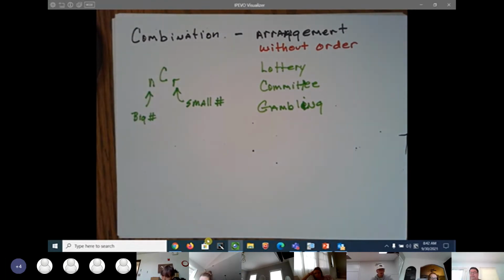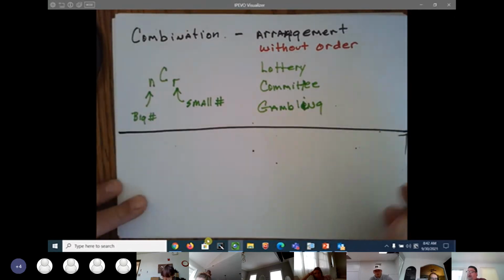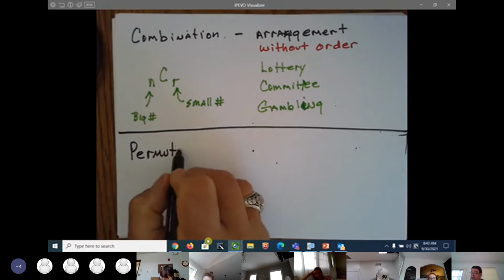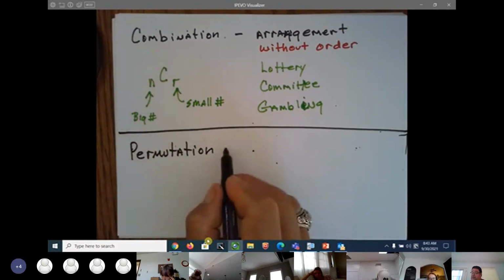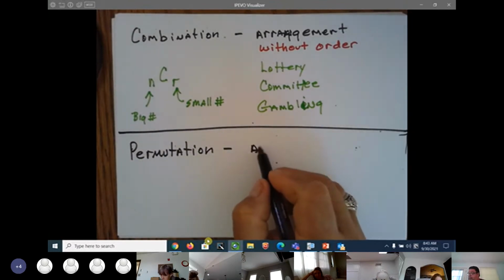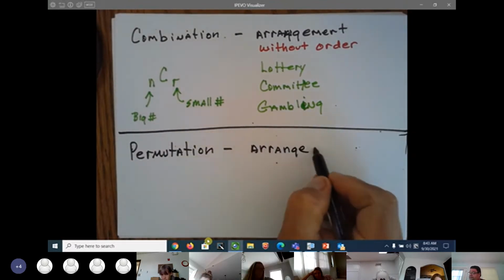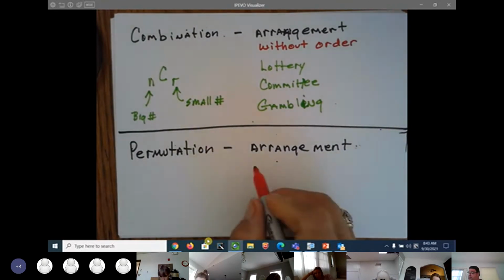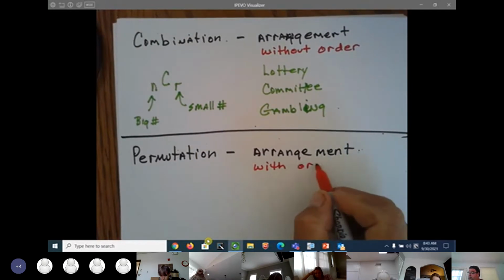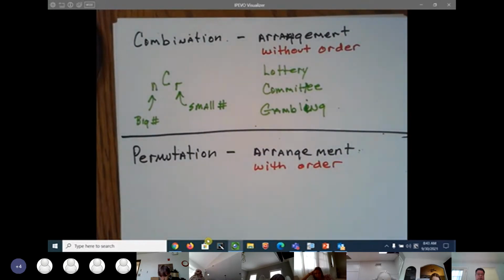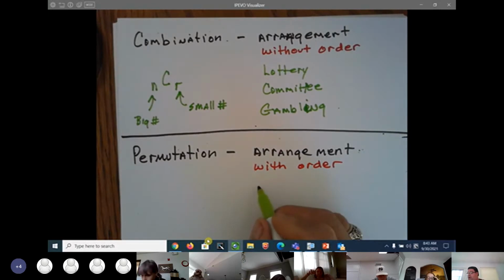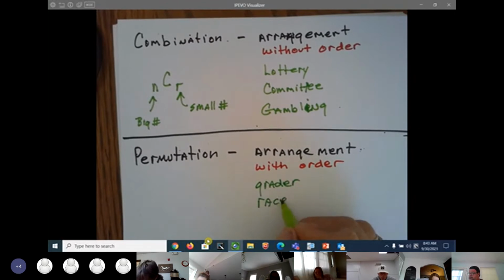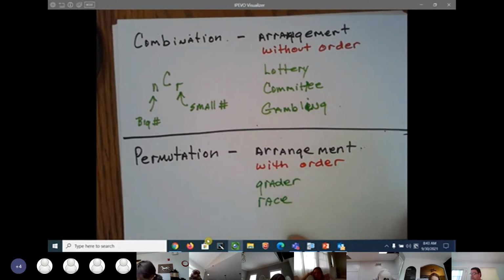Permutation. If a combination is without order, what do you think a permutation is? That's okay. You don't have to communicate. Arrangement. With order. Anything having to do with grades. Race. That could be a horse race or a foot race.